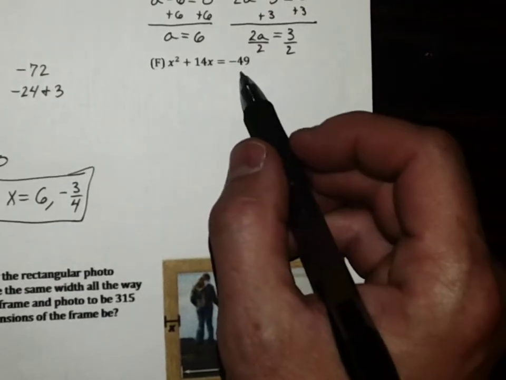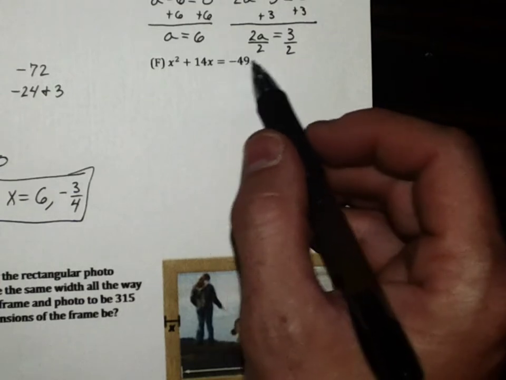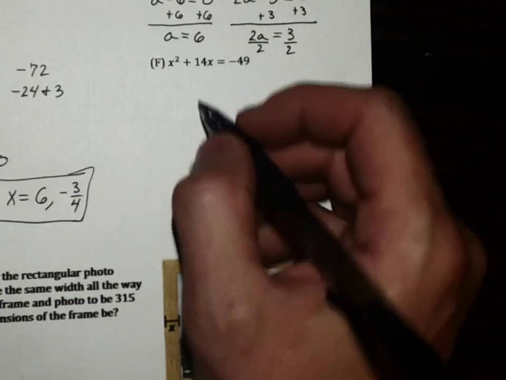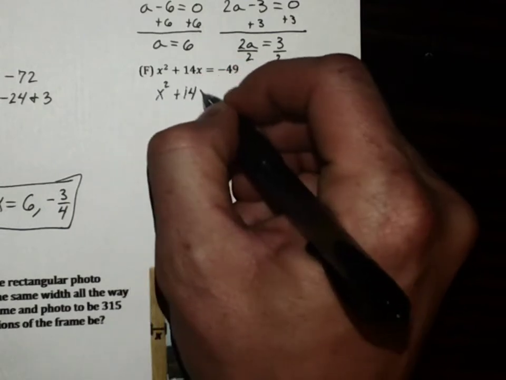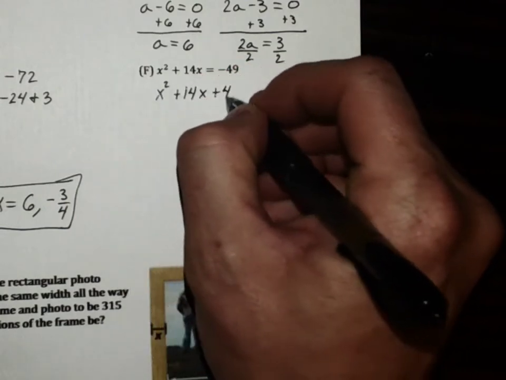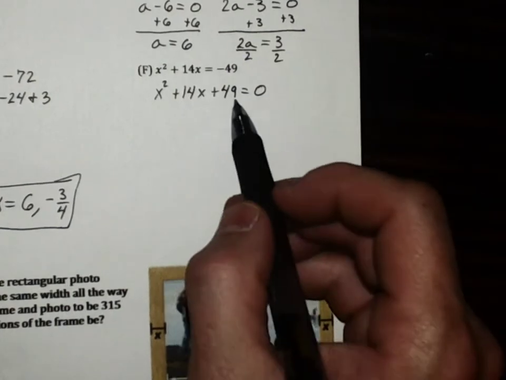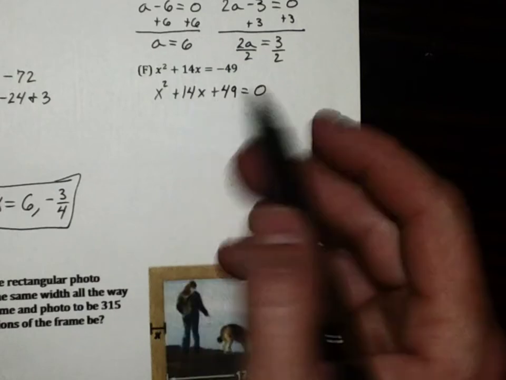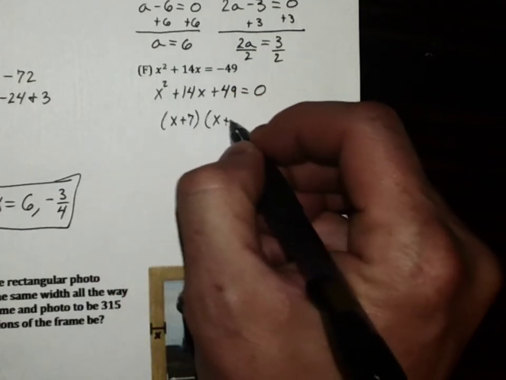Again, my constant term is over here. Let's bring it to the left-hand side by adding it. X squared plus 14x plus 49 equals 0. What multiplies to 49 but adds to 14? 7 and 7.